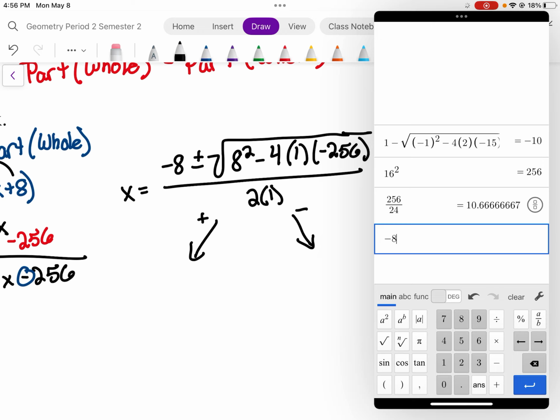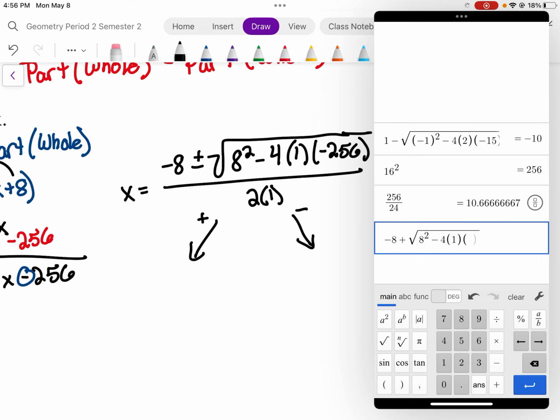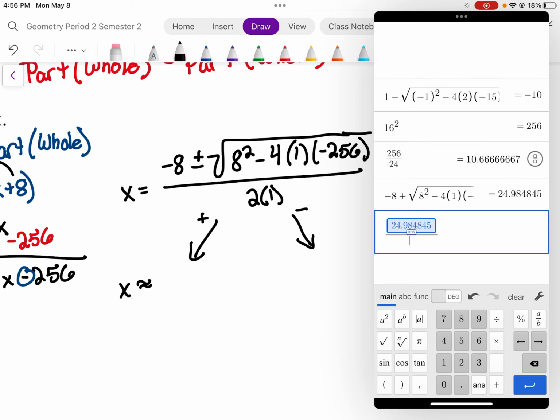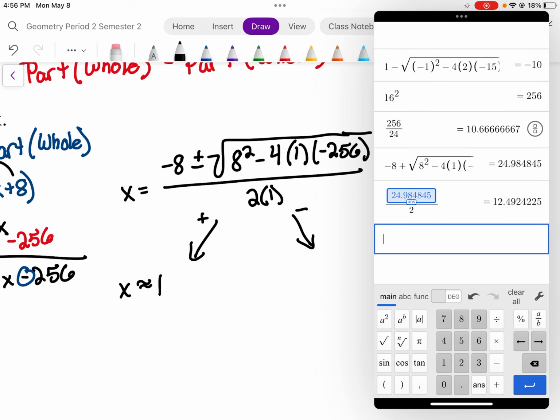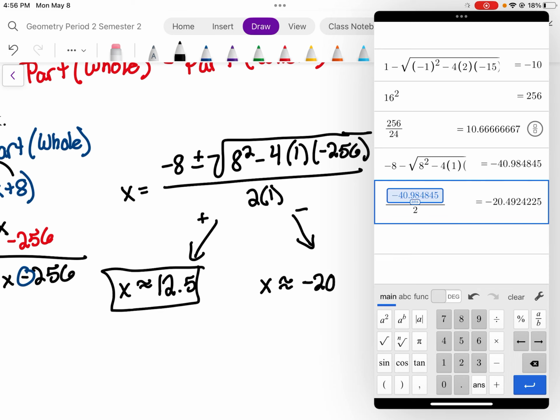All right, so negative 8 plus the square root, 8 squared minus 4 times 1 times negative 256. It's not going to be a nice number. All right, so then we have to divide this answer by 2, and it's going to be about 12.5. Okay, so then if we just change it to subtracting, and then if we divide that answer by 2, we're going to get x is about negative 20.5, and that would be our two different answers.